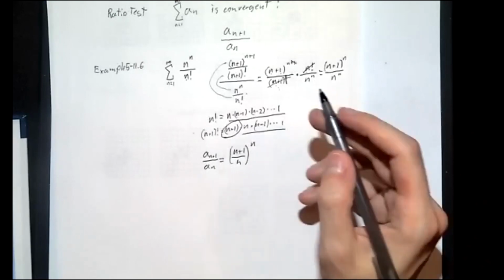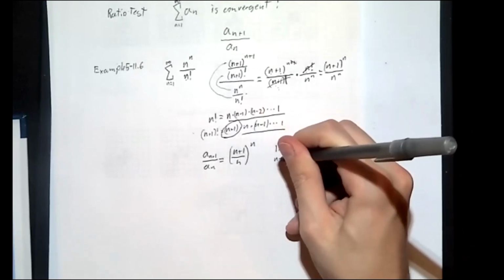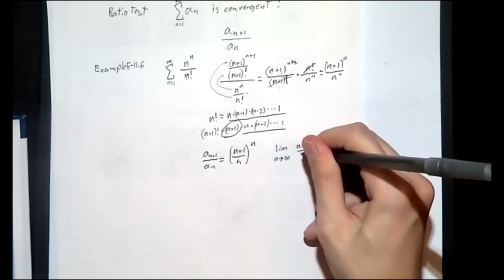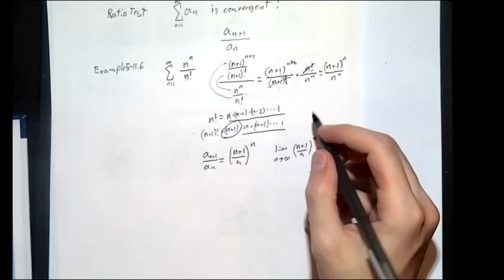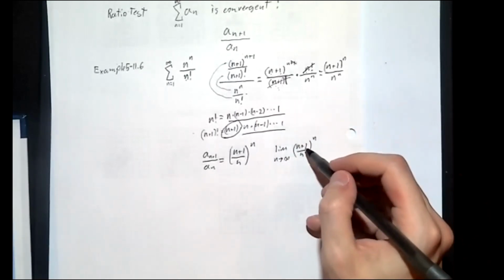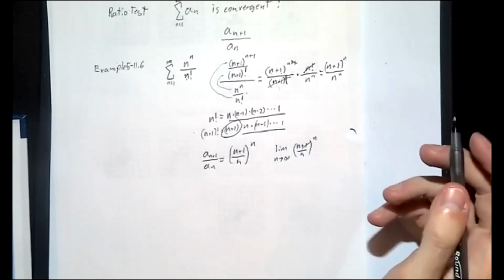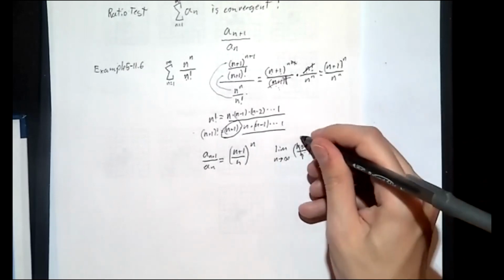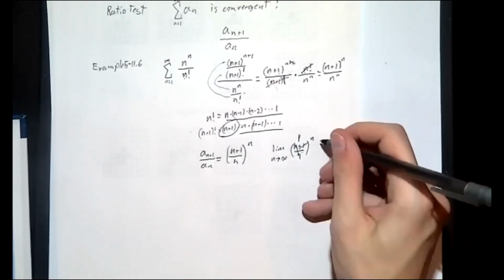And now we test the limit. The limit as n approaches infinity of n plus 1 over n to the n. As we get larger and larger, this 1 becomes insignificant, so we can effectively cancel that out. And then we have n over n. n over n is equal to 1. 1 to the n is always going to equal 1.